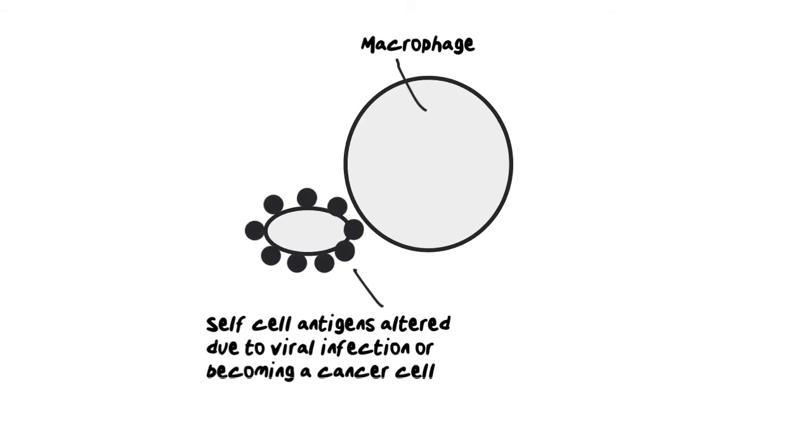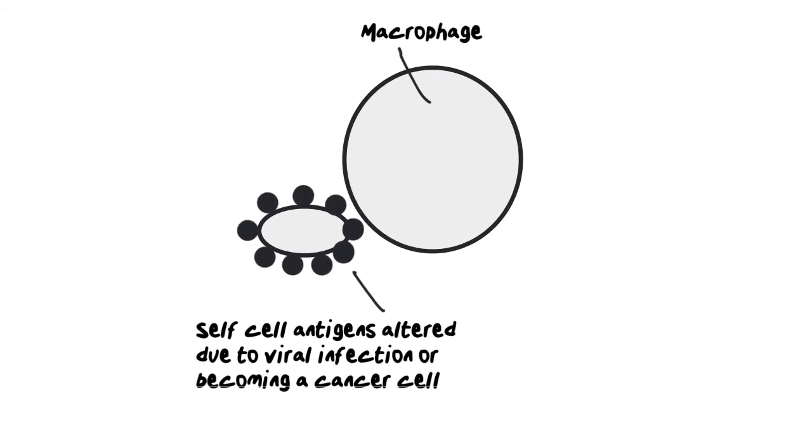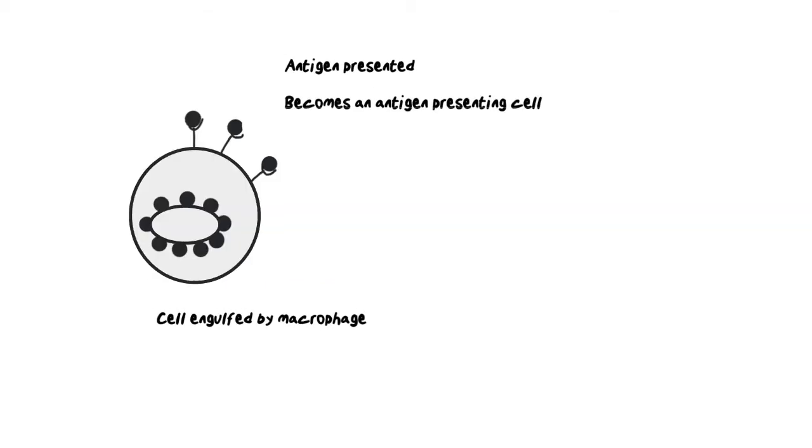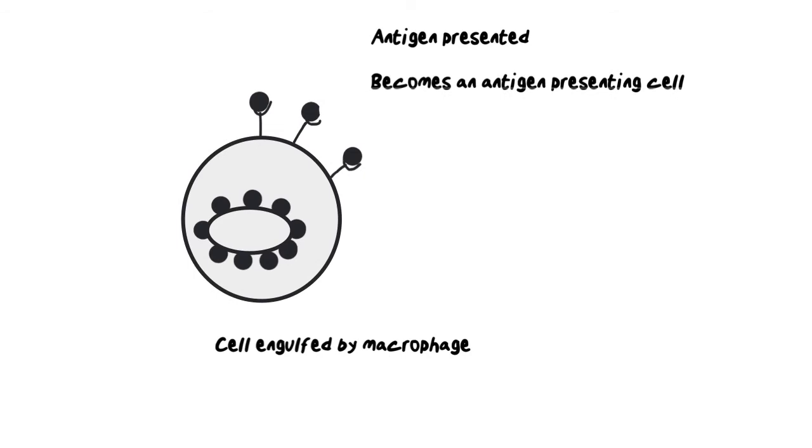So the first part of cell-mediated immunity really begins where the last process finished, which is we have a macrophage here. Remember, a macrophage specifically is the white blood cell that becomes an antigen-presenting cell, and it will engulf through phagocytosis the self cell here, which has changed in some way, either through viral infection or having become a cancer cell. So we've just got the antigen presenting cell here, the macrophage, with antigens presented on the cell surface.